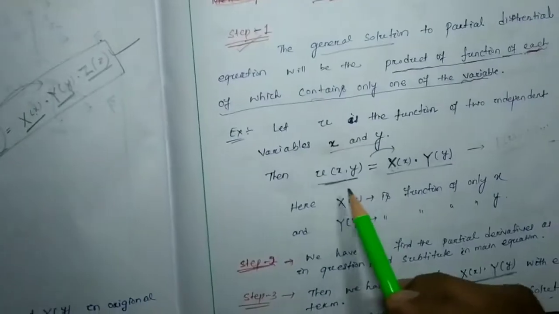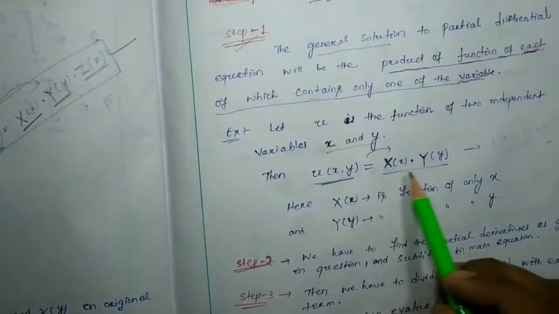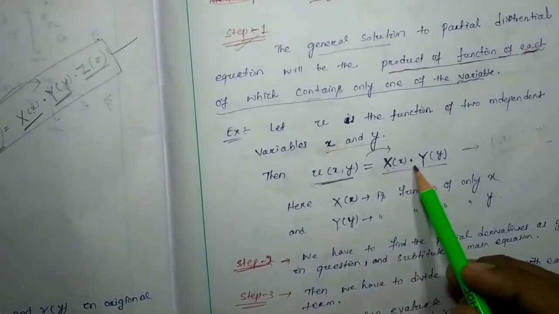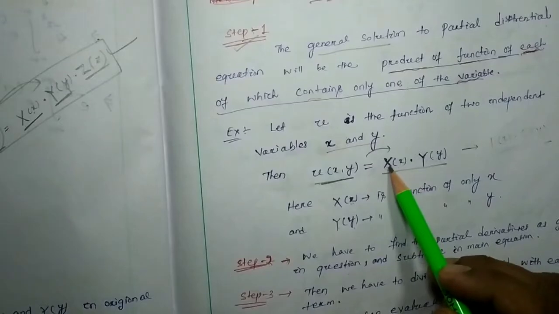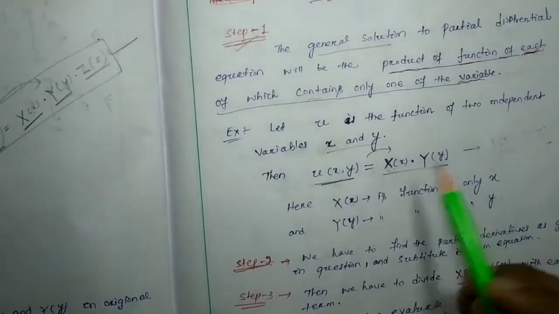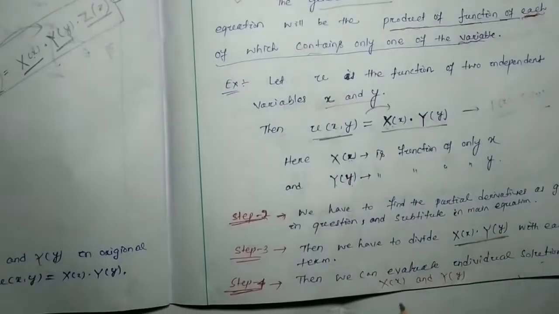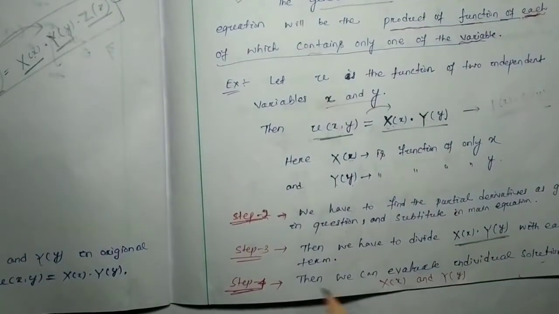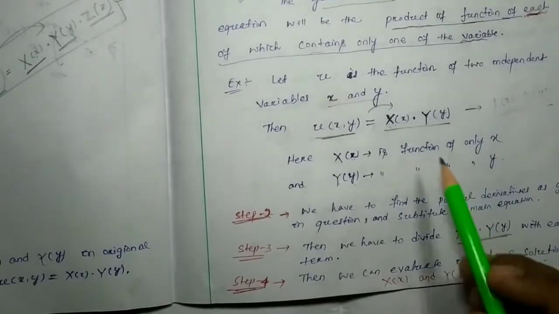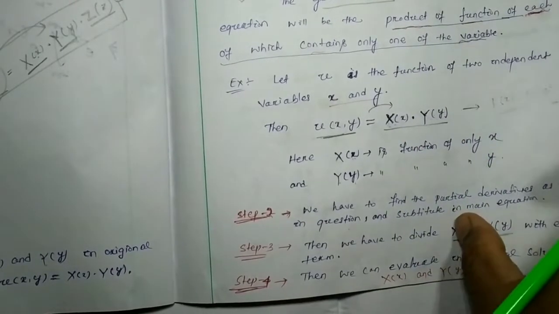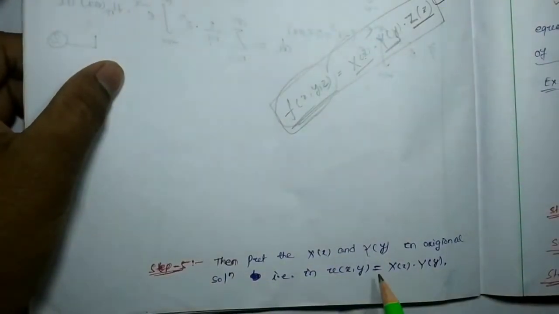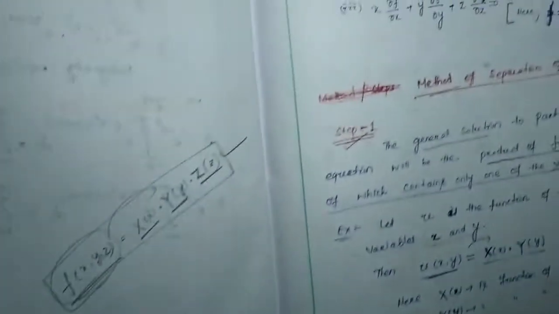So this is our initially defined general solution, that is u(x,y) equals capital X into capital Y, where capital X is a function of x only, and capital Y is a function of y only. After evaluation of X and Y with the help of step 4, you have to put this X and Y here. So this is another step which I suggest you write in your notes.